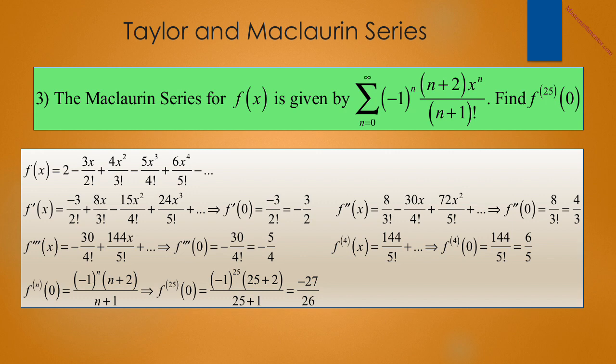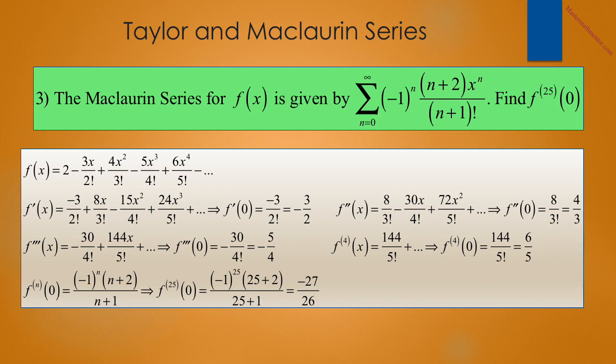The third derivative is -30 over 4 factorial plus 144x over 5 factorial. We don't need any more terms because the third derivative at 0 is simply the first term, -30 over 4 factorial, or -30 over 24, or -5 over 4. Hopefully you begin to see the pattern. The fourth derivative at x is 144 over 5 factorial plus all the other terms, which again will be 0. So the fourth derivative at 0 is 144 over 5 factorial, which reduces to 6 over 5.